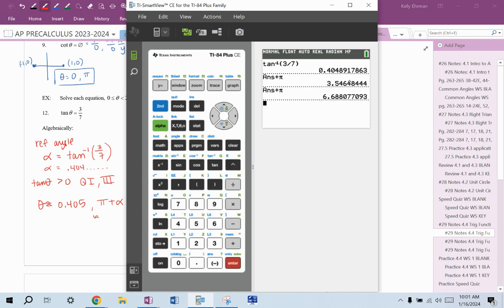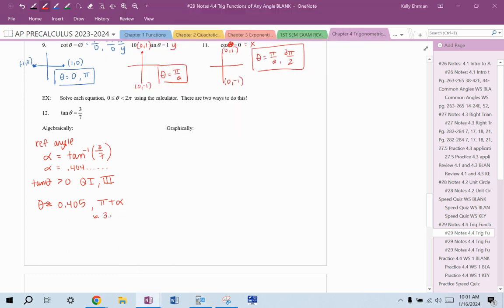oops, I didn't mean to do it twice. This first one, 3.546. Both of those answers are in radians. You don't have to write the word radians, but it might be nice to have for your notes so you remember that you're finding angles.